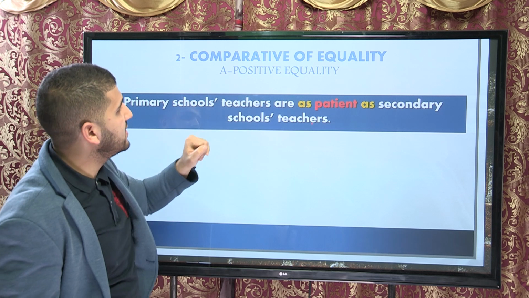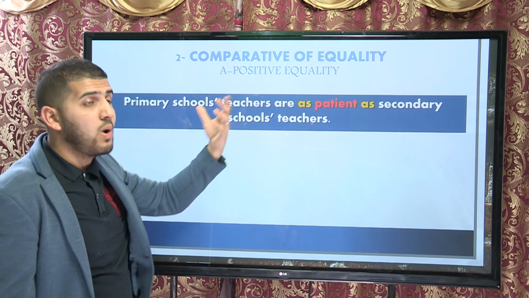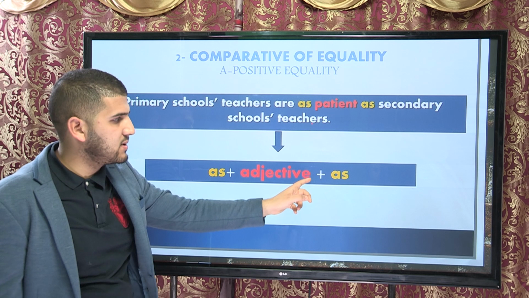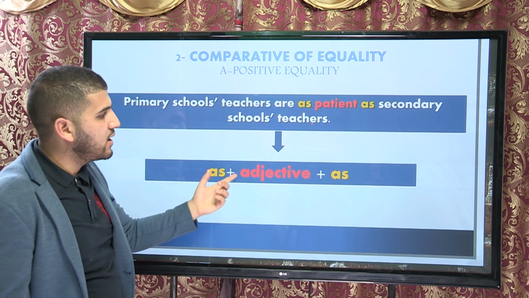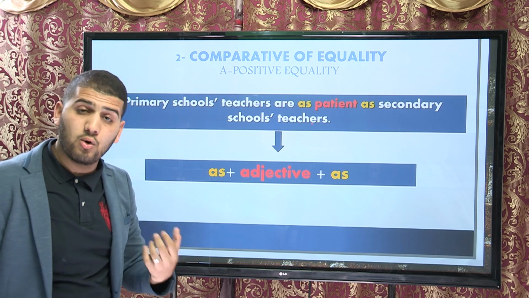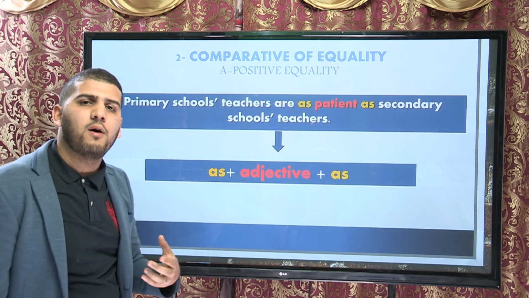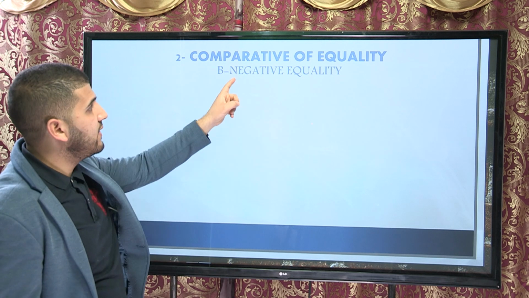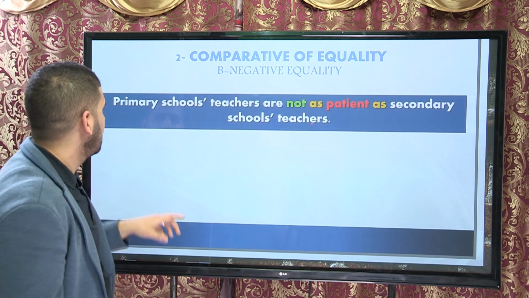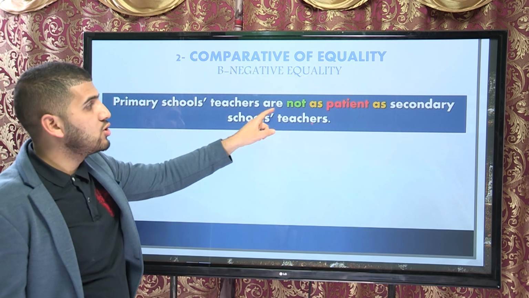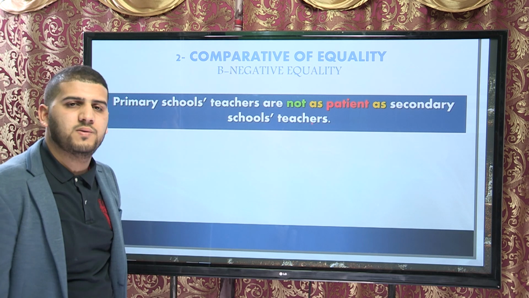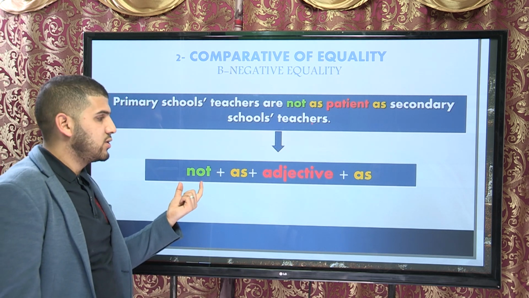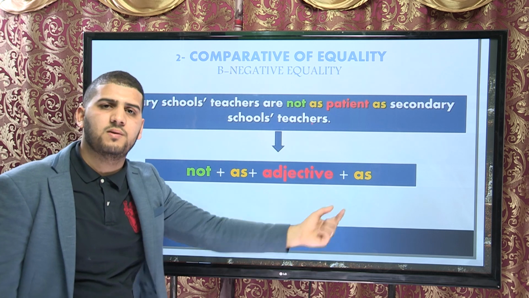So if you want to talk about comparative of equality, you need to use the following form: as plus adjective plus as. Note that you can use both short adjectives and long adjectives when you are using comparative of equality. B. Comparative of equality with negative equality. Example: primary schools teachers are not as patient as secondary schools teachers. So if you want to express negative equality, simply you need to add not to as plus adjective plus as.